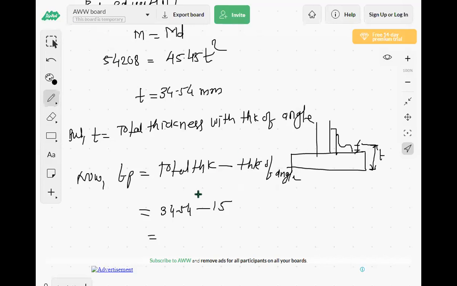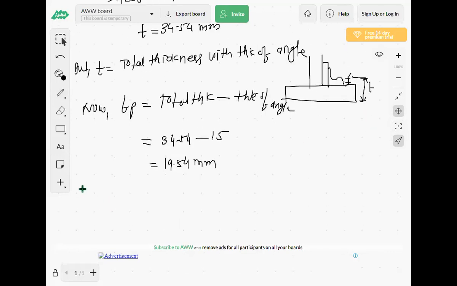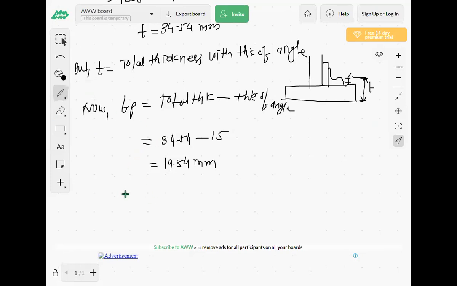So 19.54. So the thickness of plate is 19.54 mm. So how much is the thickness of flange for ISHB 350? So this is the thickness of plate, and it should be less than the thickness of flange.